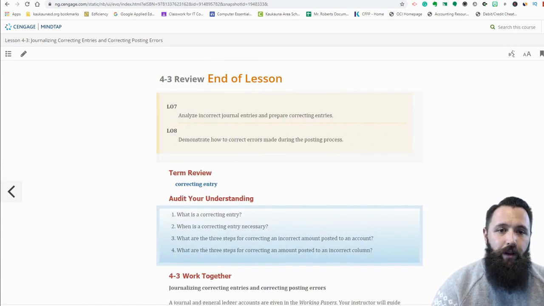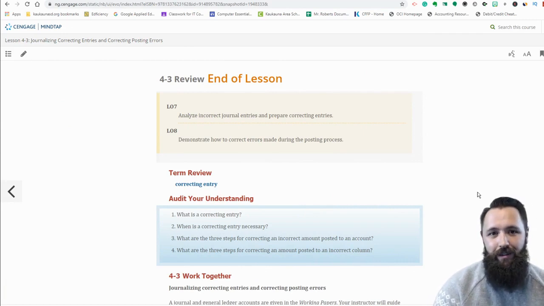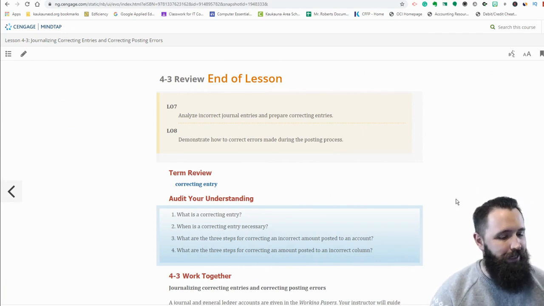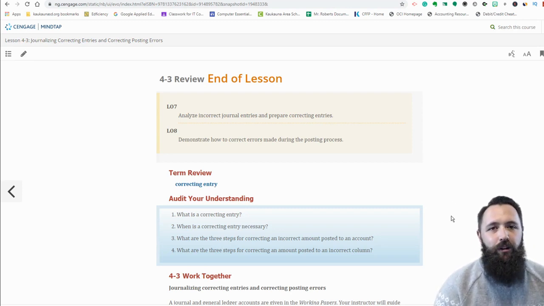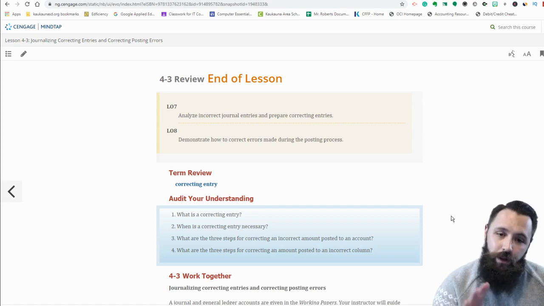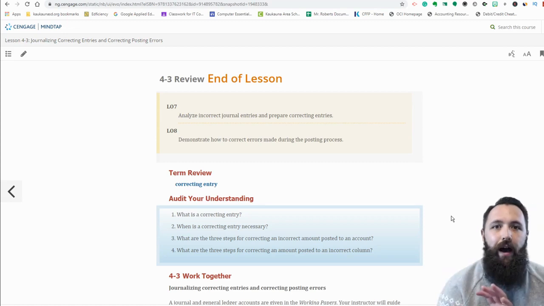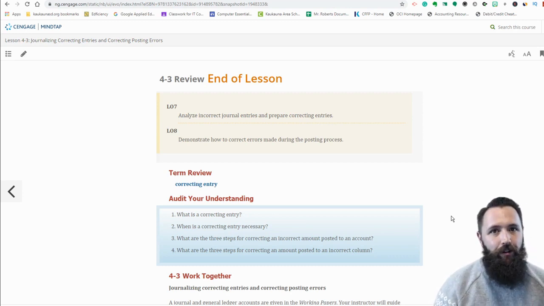All right, so that is 4.3, just a quick little lesson that's pretty much telling us how we can correct entries. If there's a big takeaway here, it is going to be make sure that you look at the previous transaction and see what you did, all right? See what the incorrect entry was, because what's really gonna happen is we're gonna have to flip that, okay? We're gonna have to do the opposite, and then we will have to record the correct entry after that. It's really just those two things, though. So let's move towards the work together.